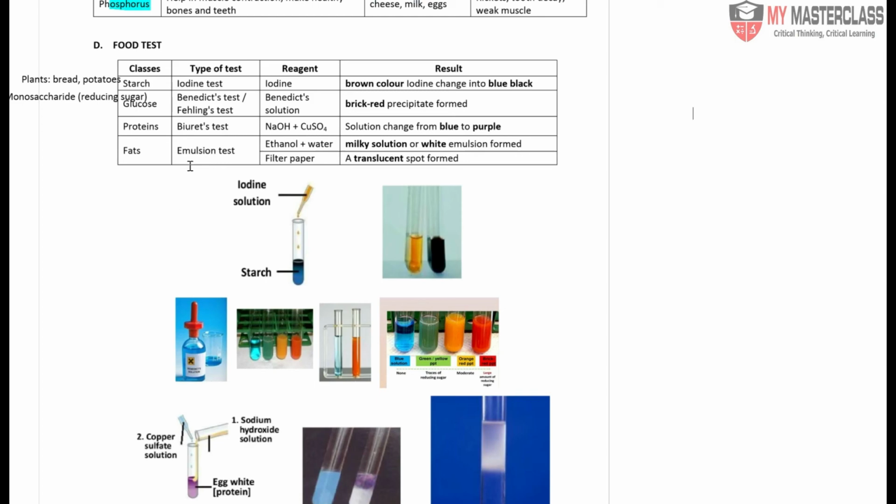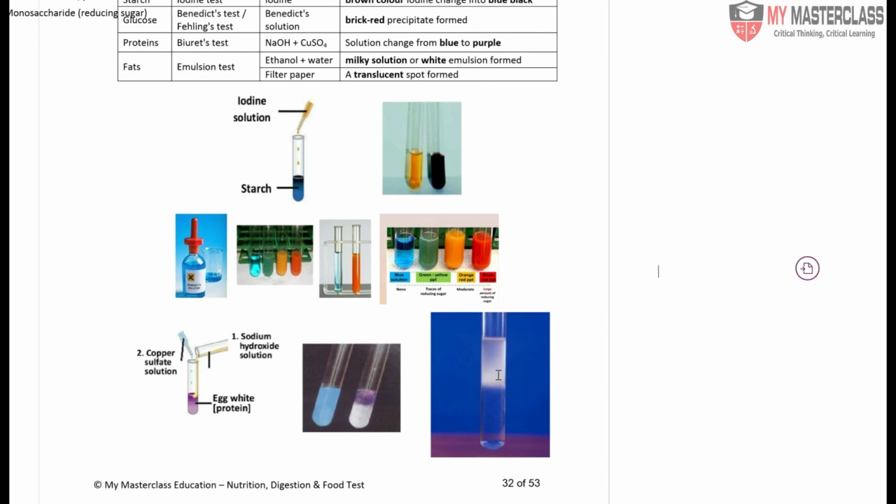Okay, so fats is the easiest, whereby let's say I will be putting fat components like a peanut. I crush the peanut and I put it into a test tube itself, and then I will add in ethanol and water. That's when I have got a milky solution that is formed at the top layer.